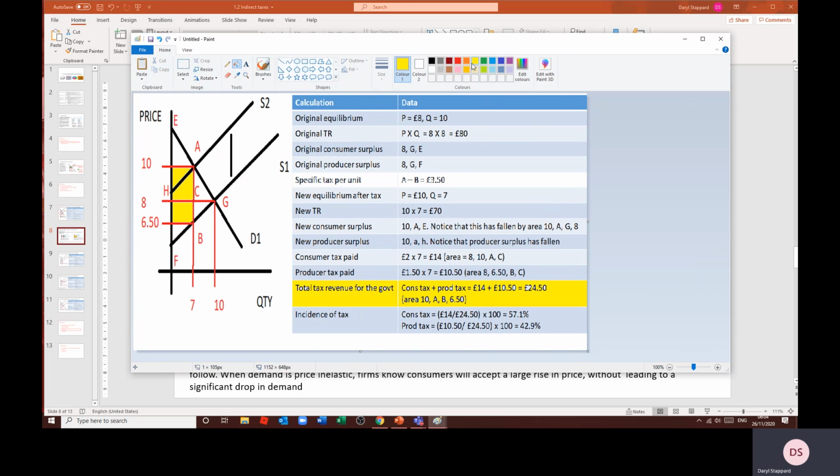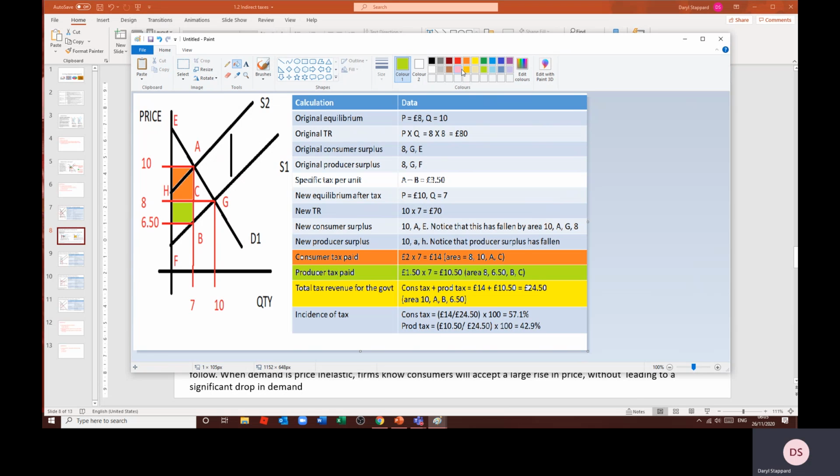What we then know is that the consumer will pay this top proportion of tax, and the producer will pay the green area of tax. And if I add together the consumer and the producer tax here, we get the total tax revenue for the government. So the orange area is worth £14. It's the increase in price, £8 to £10, multiplied by the 7 units of output bought in the market. And the producer will pay the remaining £1.50 of tax per unit, multiplied by the 7 units of output bought and sold in the marketplace.